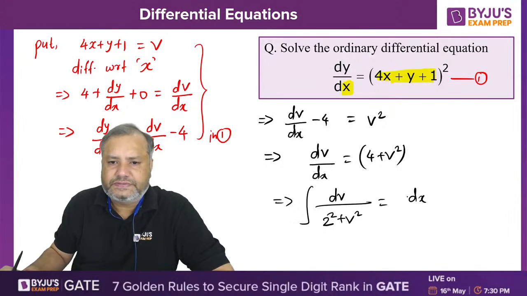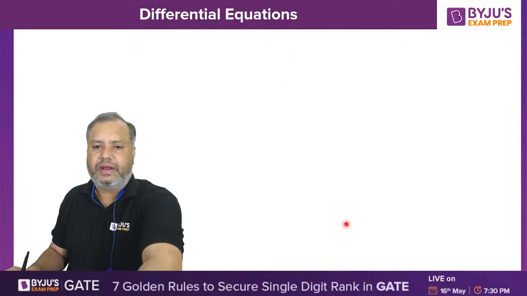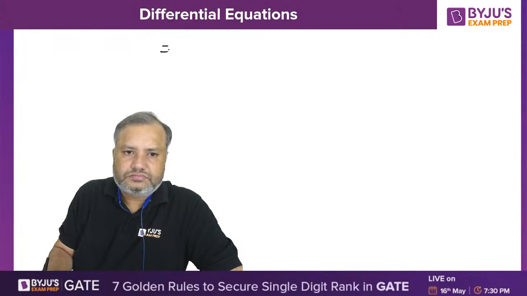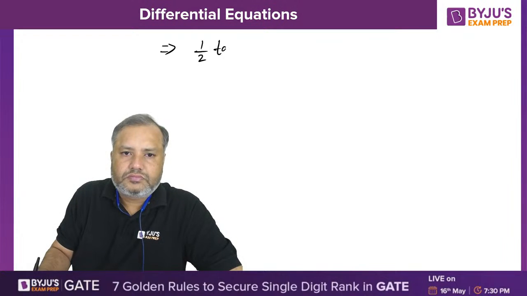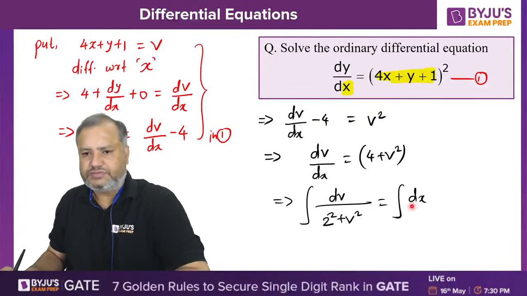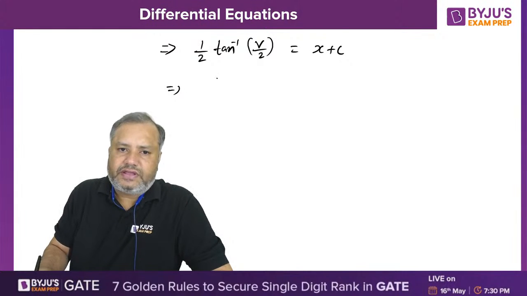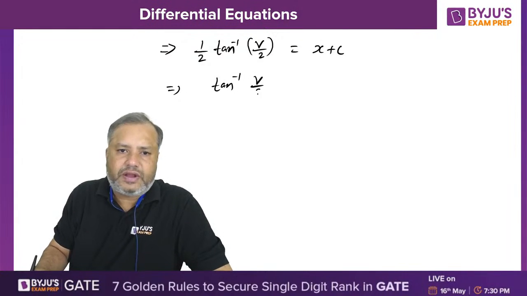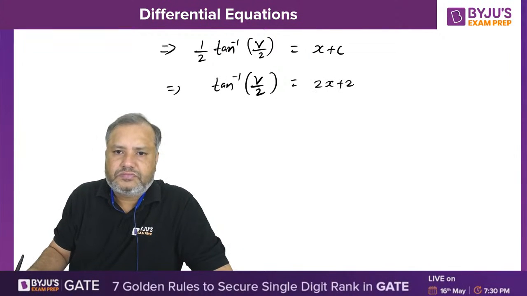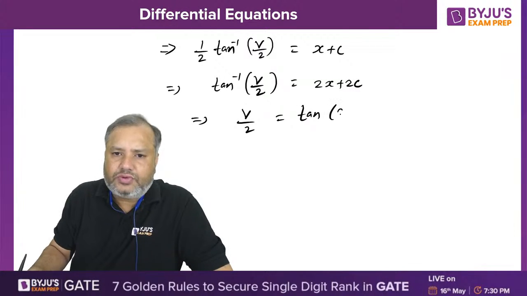Now integrate both sides. So we are having a formula for this integration. It is 1 upon 2 tan inverse v by 2. And this will be equal to integration of this 1 will be x plus c. Now simplify this. So tan inverse v by 2 will be 2x plus 2c. So v by 2 will be tan 2x plus 2c.